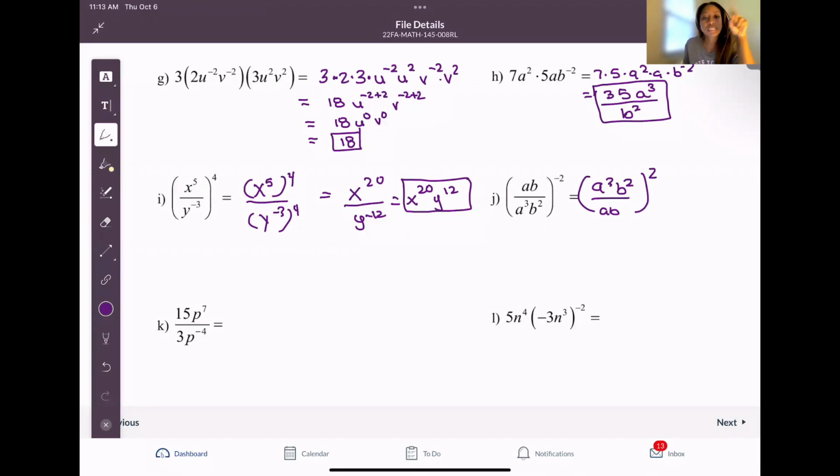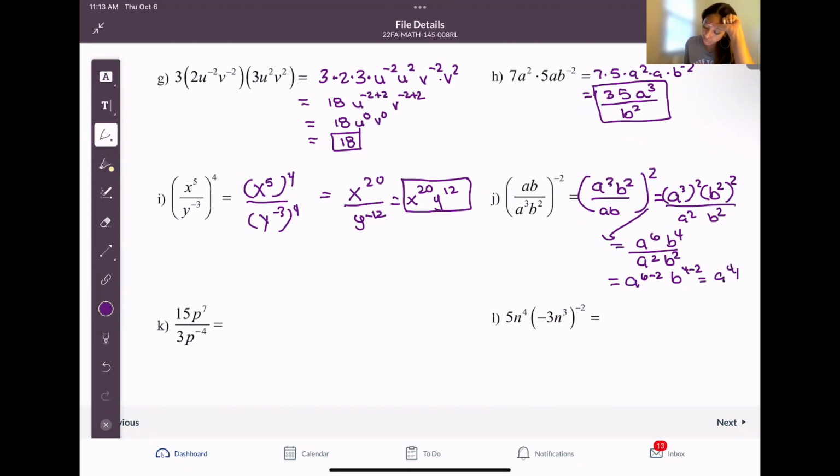Then we can apply the square to each term in the base. That would give us a cubed squared times b squared squared over a squared b squared. That would be a to the 6th, b to the 4th over a squared b squared. Then using the division property, we have a to the 6 minus 2, b to the 4 minus 2. Actually, this is not wrong, but there's a more efficient way to do this. All right, we're almost done, so let's just write it out: a to the 4th b squared. Didn't make any incorrect steps.